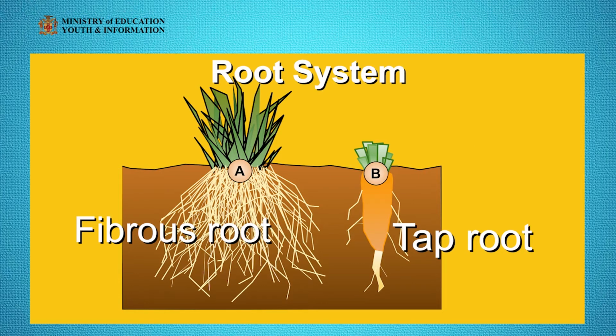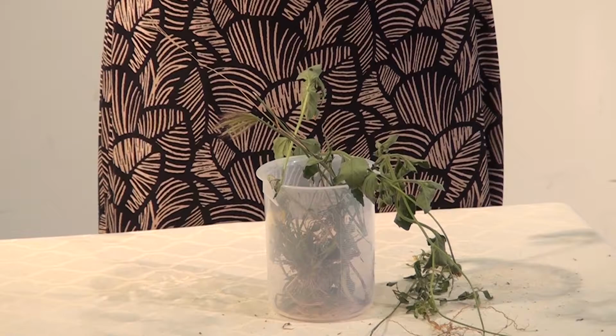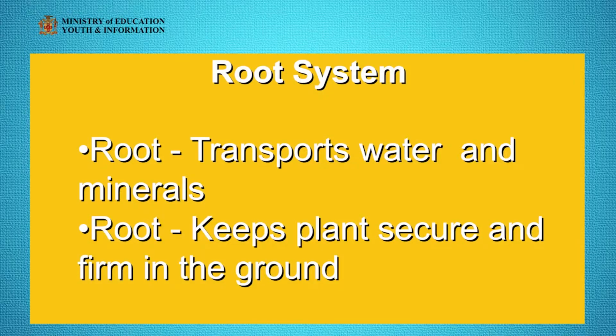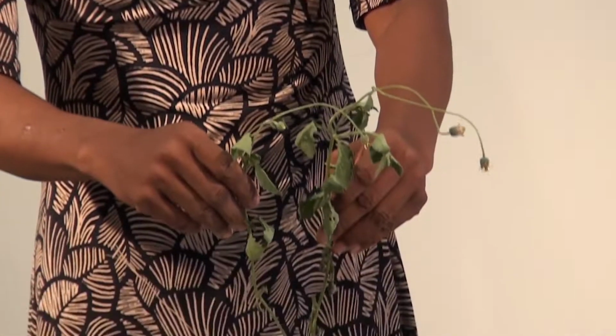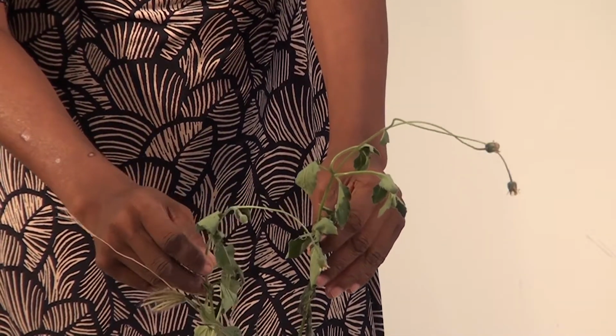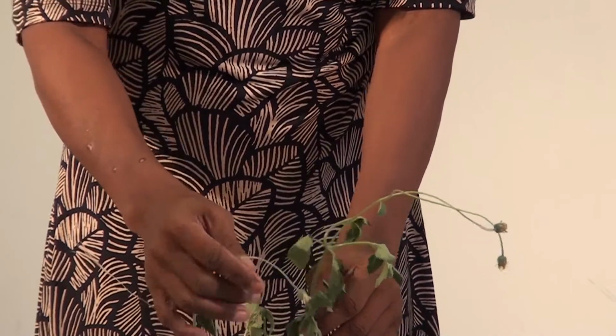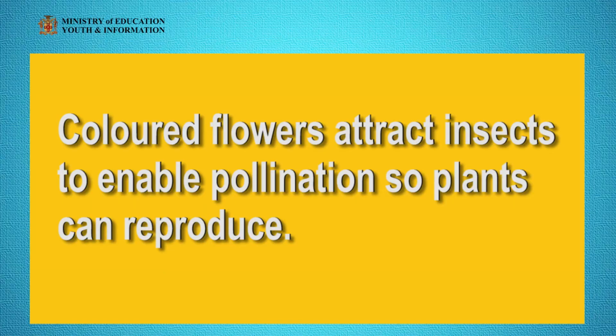So what are the functions of these parts of the plant? If I should place these plants in water, we would expect that the roots will help to transport water up towards the stem, so that the leaves and other parts of the plant can benefit. All right, so our roots essentially have two main functions. They help to keep the plant secure and firm in the ground, as well as to transport water and minerals to the rest of the plant. Of course, our stem continues that process, transporting the water and the minerals to the leaves and the flowers, and also to provide support for the leaves of the plant. Earlier we mentioned that our flowers are colored because they are there to attract insects that help in the process of pollination to help the plants to reproduce.